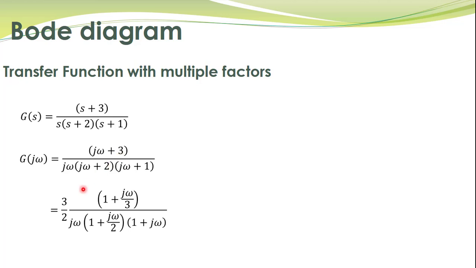So we take 3 common from here and 2 common from here. So 3 by 2, 1 plus j omega divided by 3. And likewise, over here, 2 divided by 2 is 1 and j omega divided by 2. And this is also written in this form. For this kind of factor, we have already learned how to obtain the Bode diagram. For example, for this factor in the numerator, the magnitude plot will be a line with 0 dB up to this corner frequency, and after this corner frequency, a line with a slope of 20 dB per decade.